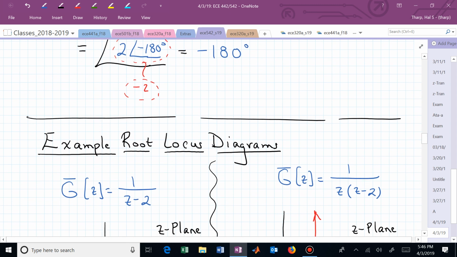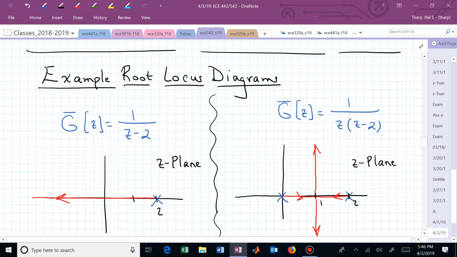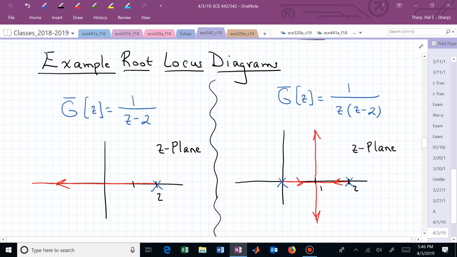So let's now look at some root locus diagrams, some example root locus diagrams. Again, we're not going to really say too much about how these arise, but this will start helping you, I hope, sense what you might expect to see when you do start going through the rules for the root locus. The first one we've talked about before. We have one real pole.